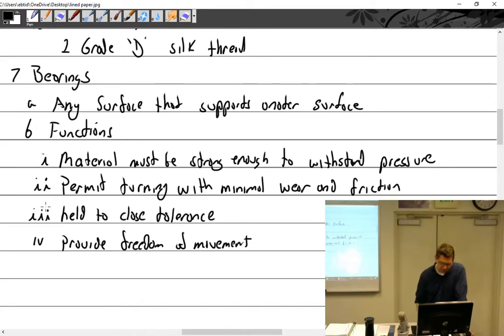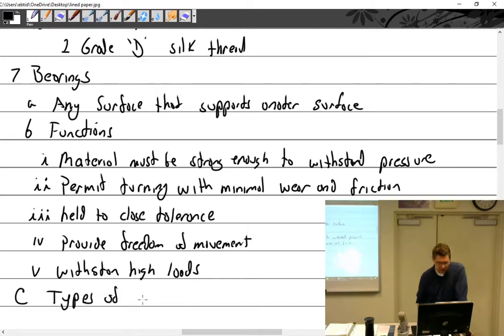If you don't have freedom of movement, you're going to have high friction, which equates to friction horsepower, which is a loss of horsepower, right? And it has to withstand high loads. So it's got to be able to do all that. And what types of bearings do we have? Types of bearings.